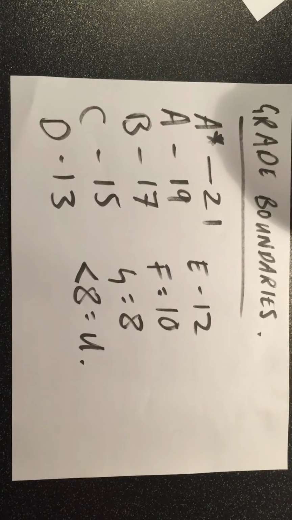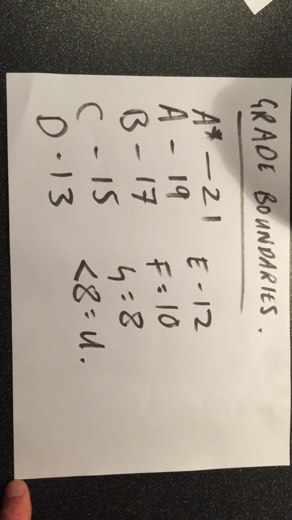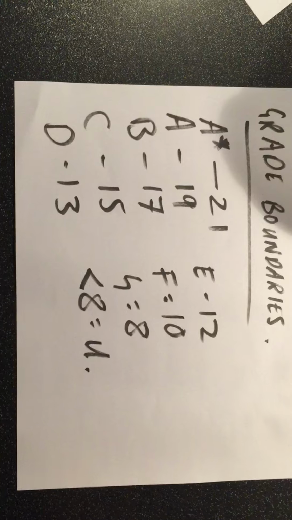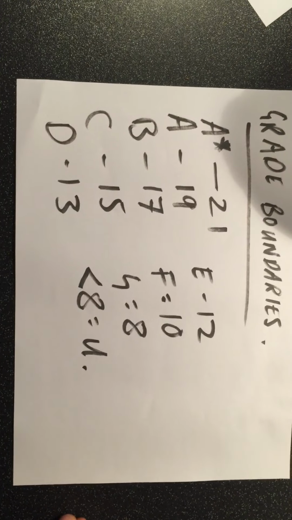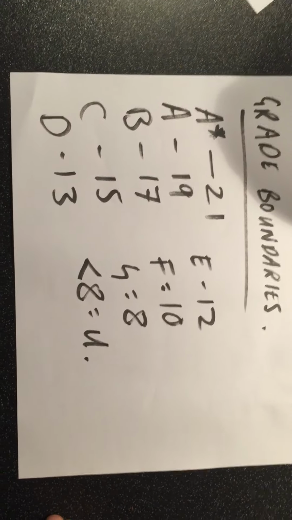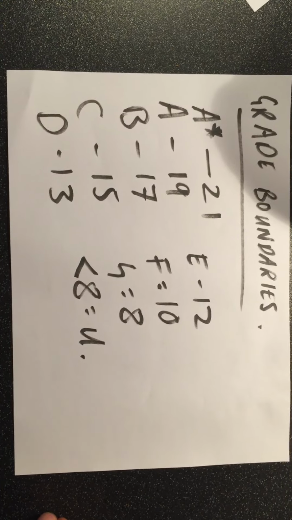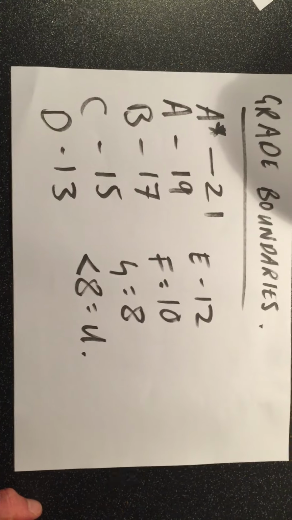Now you'll notice that the grade boundaries are pretty tight. So for example, there's only 1 mark between an E and a D. That means that every mark counts. There were a couple of people that frustratingly left answers completely blank. If you leave an answer completely blank, I can guarantee one thing: you'll get no marks.